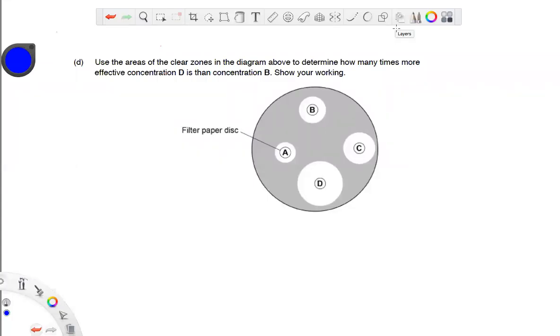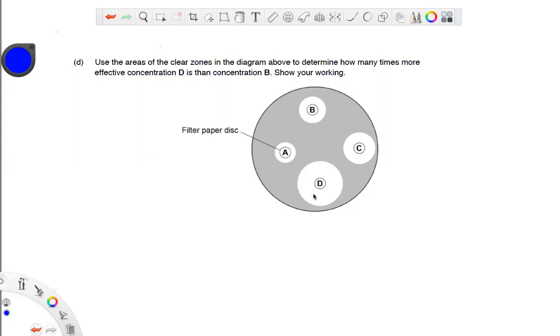Right, so one more question. Let's go through how you calculate how many more times effective concentration D is than concentration B. So you can see from these zones of inhibition, these clear zones, that D has got a much bigger zone than B, therefore D is going to be more effective. How much more effective is it?